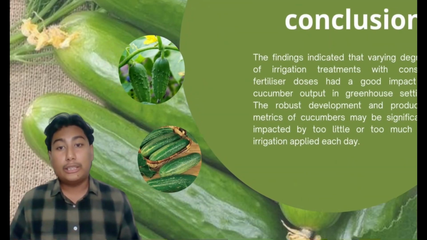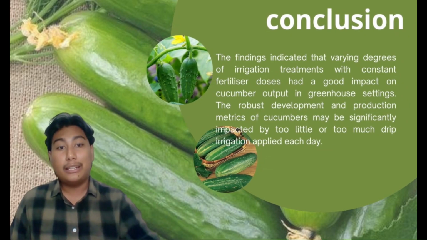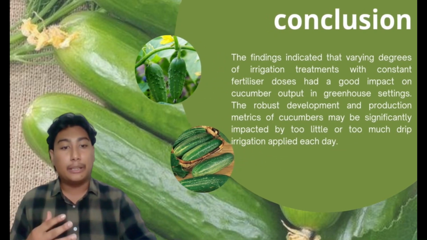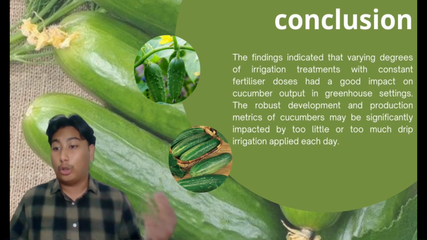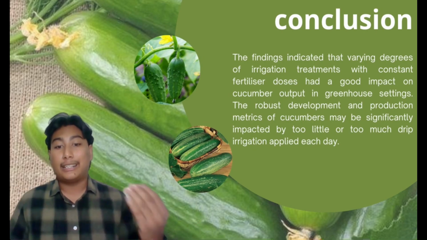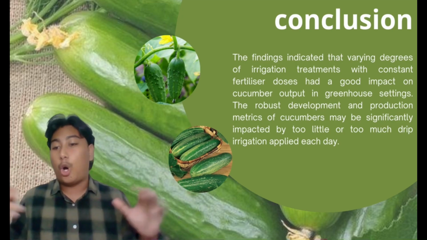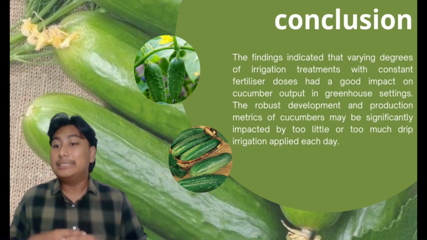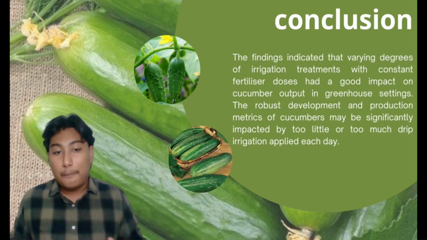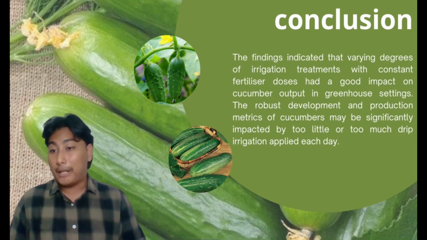Lastly, the conclusion that we can draw is that the findings indicated that varying degrees of irrigation treatment with constant fertilizer doses had a good impact on cucumber output in a greenhouse setting. The robust development and production metrics of cucumber may be significantly impacted by too little or too much drip irrigation applied each day.